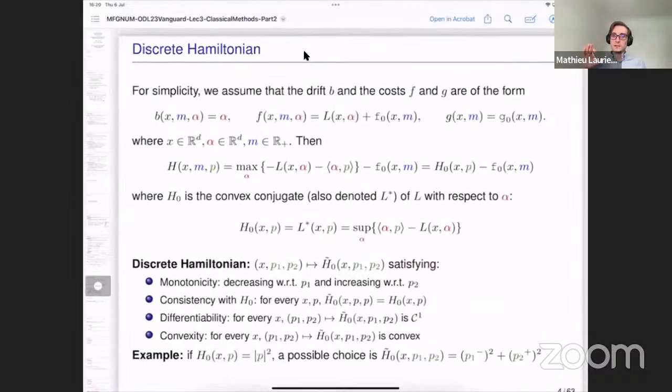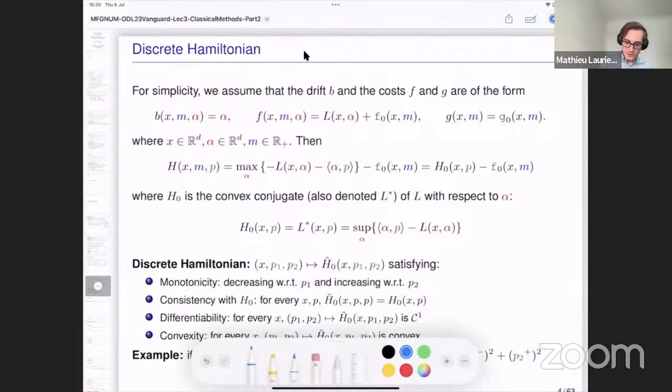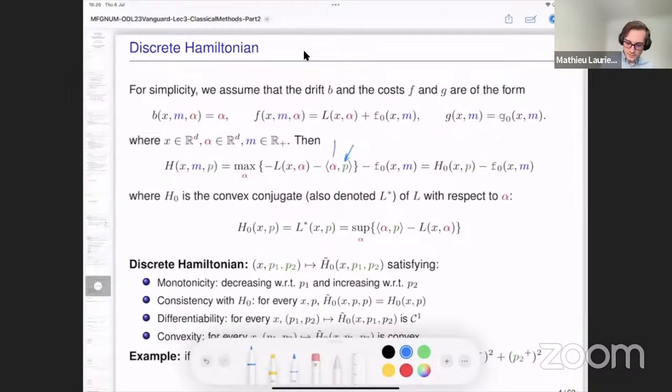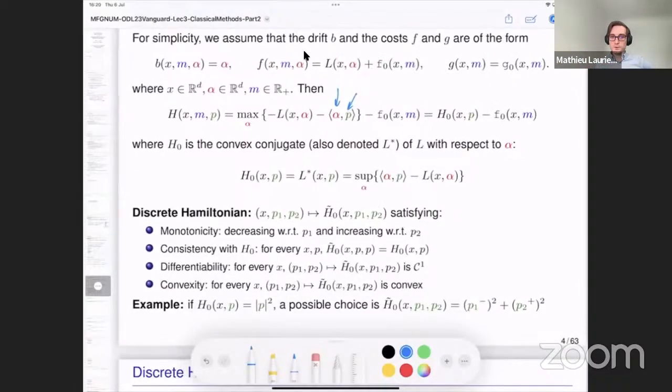I'm going to focus on this setting also to explain the numerical method. But again, in the numerical method, we have approximated the gradient by a two-dimensional vector instead of just dimension 1. So I just say that P would be dimension 1. Alpha would be dimension 1, except that at the numerical level, we replace P by P1 and P2. So the derivative coming from the left and the derivative going to the right somehow. So for this reason, we introduce a discrete Hamiltonian, h tilde 0. So there is a tilde here, which takes as inputs x, P1, and P2.